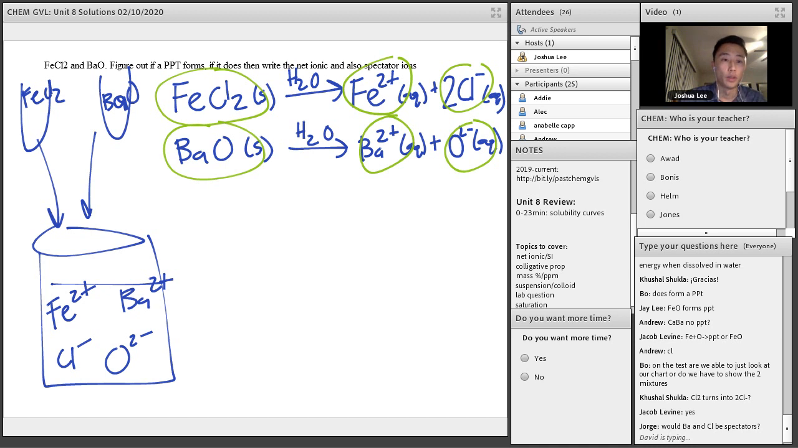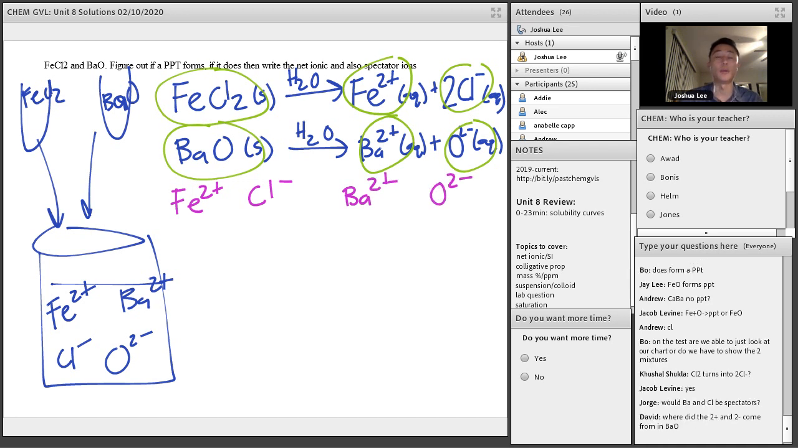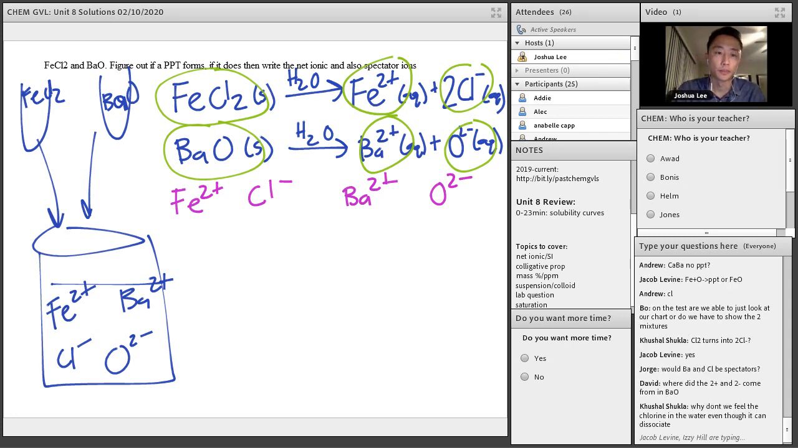So if I show you extra work, we have my iron ion. It came with a Cl ion. There's also the barium ion and the oxide ion. Since they came with their original partners, they don't want to try it out again with them. They want to try with someone new. Everybody likes new stuff. But this won't happen because they're both positive. If you have a positive coming towards another positive, they're actually going to repel.